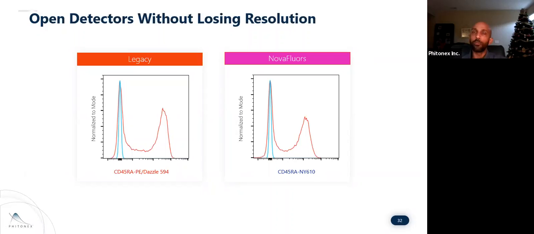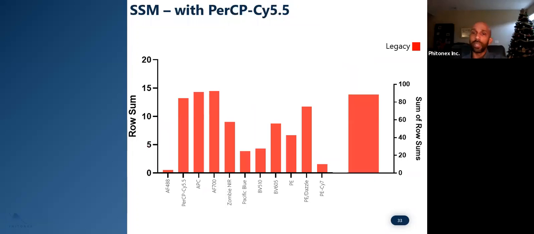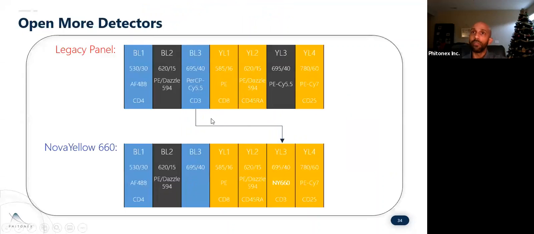So we've got similar performance between these fluors, and we've already gone from 11 colors to a theoretical 12 colors. If we think back to our initial panel design, one of the reasons we were losing a detector is because of PerCP-Cy5.5, which is also contributing a lot of spread to our panel. So our next question is, if we replace that, what is going to be the benefit?